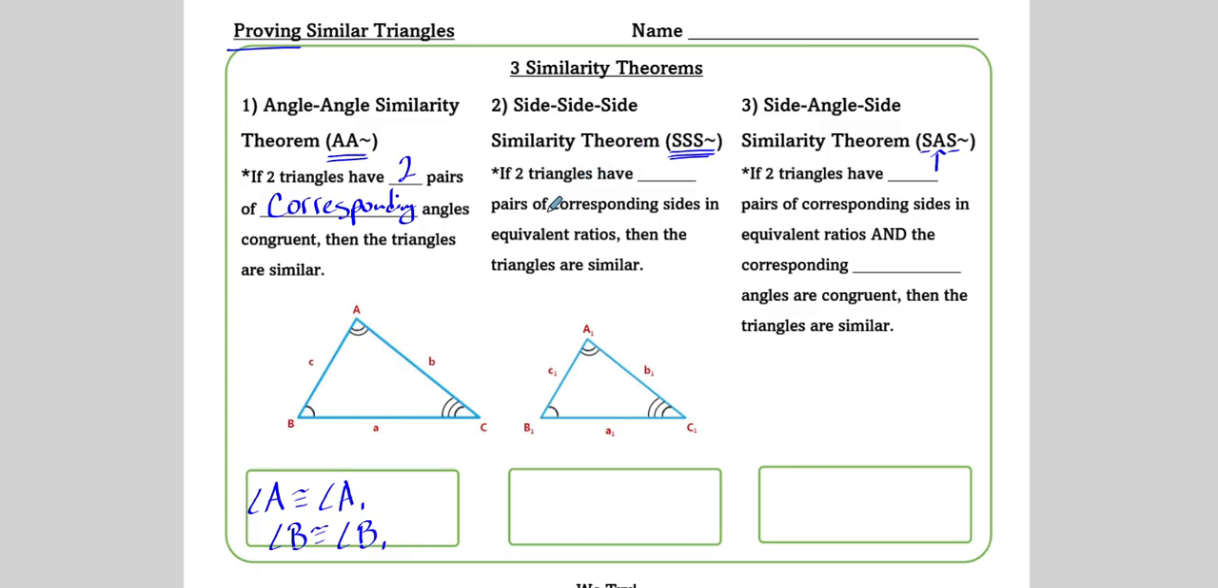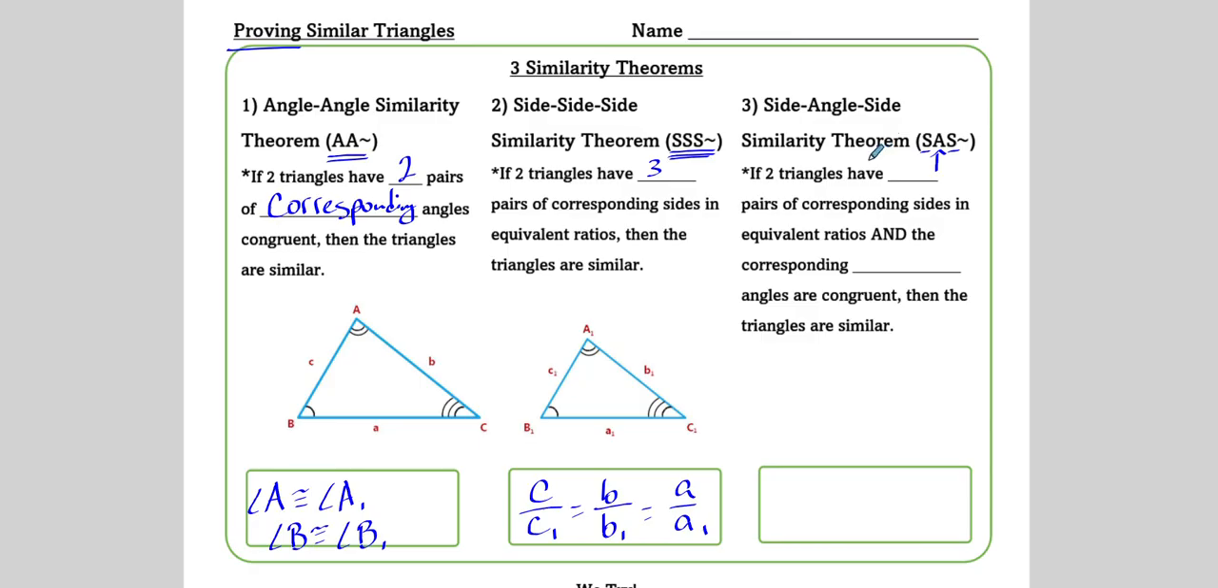Side-side-side similarity theorem says that if two triangles have three pairs of corresponding sides in equivalent ratios, then the triangles are similar. So we want to show that all of these ratios are the same: C over C1, B over B1, and A over A1. All of those need to be the same for this theorem to apply. The order doesn't matter. These could also flip-flop. You could put C1 on top, but then you'd have to put B1 and A1 on top also.